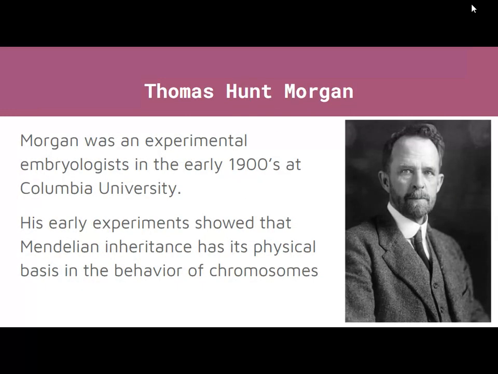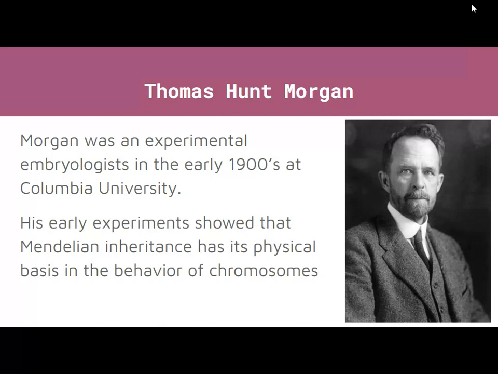So this is Thomas Hunt Morgan. He was an experimental embryologist in the early 1900s at Columbia, and his experiments were the ones that showed us that Mendelian inheritance has a physical basis. So that first slide was essentially all thanks to Thomas Hunt Morgan. I'm going to show you how he did it. We're going to talk a little bit about what organism he used to find this out.